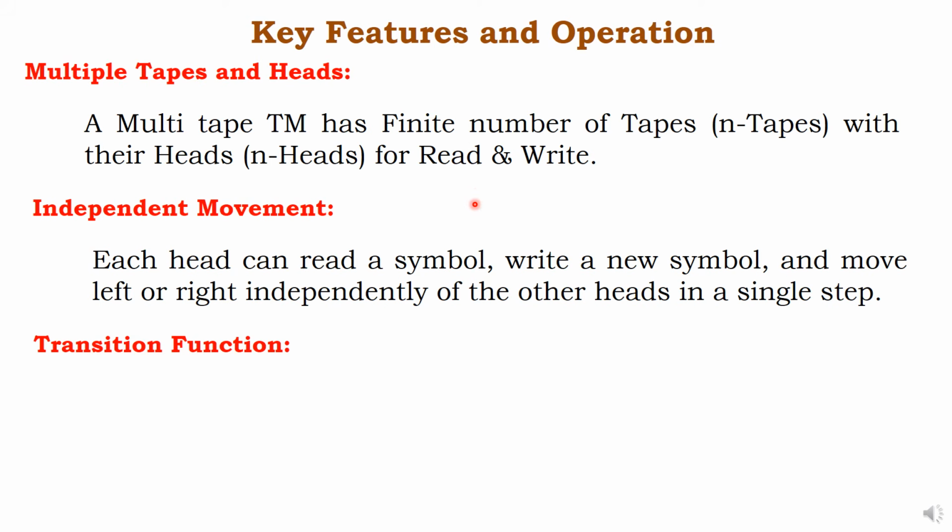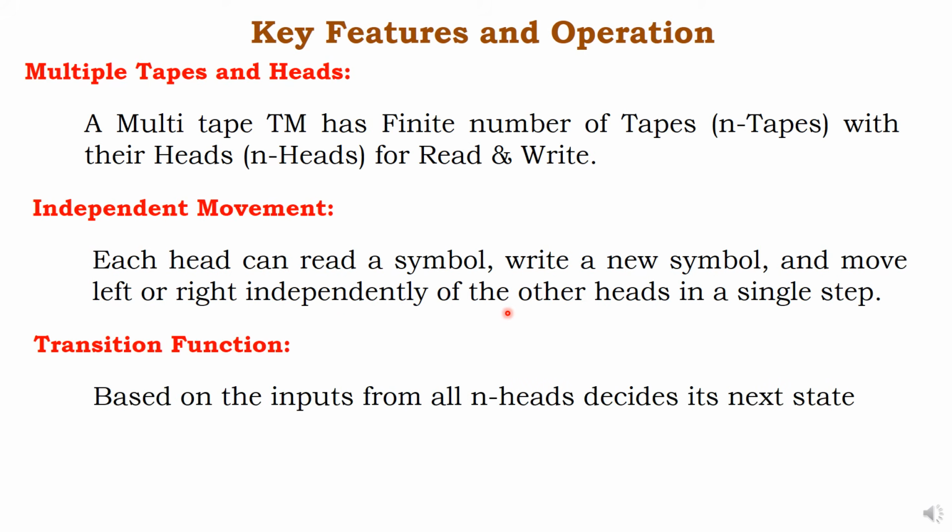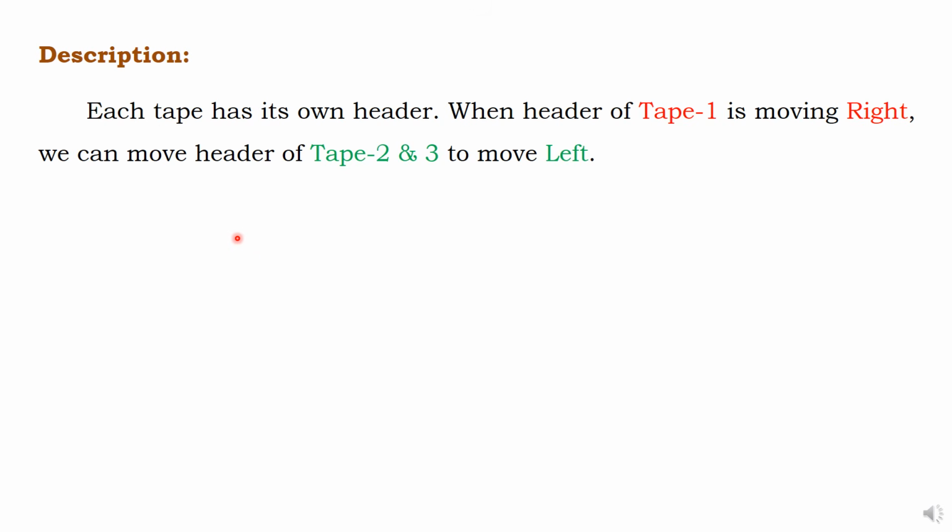That is n heads for reading and writing. Independent movement: what does that mean? Each head can read its own symbol and write its own new symbol. It can do so independently and move left or right independently of the other heads. It doesn't depend on other heads. Each head does its own independent work in a single step. All 3 can act in the same step. What is the transition function? Based on the inputs from all n heads, it decides the next state, whether Q0 to Q1 or Q1 staying as Q1. And I gave some small description.